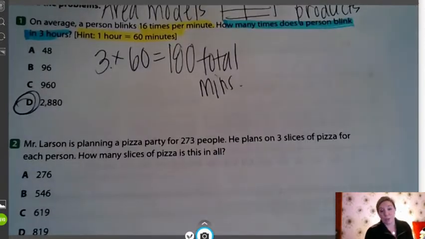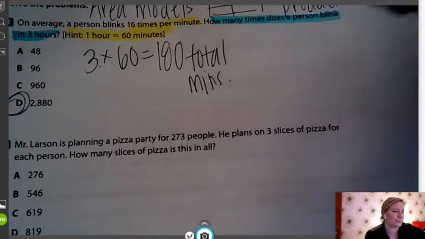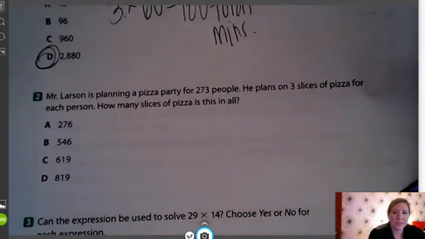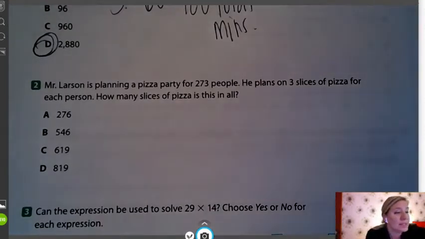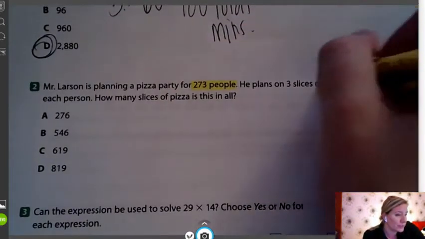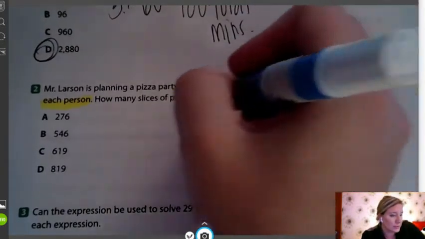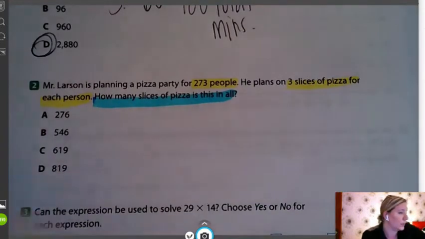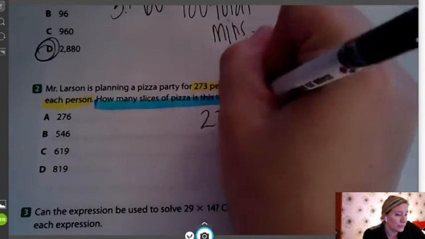You could have also used partial products, or an area model there as well. Okay, let's look at number 2. Mr. Larson is planning a pizza party for 273 people. He plans on 3 slices of pizza for each person. How many slices is this in all? So a pizza party for 273 people, 3 slices of pizza per person, and how many slices is that in all? So here we're doing 273 times 3 pieces per person.